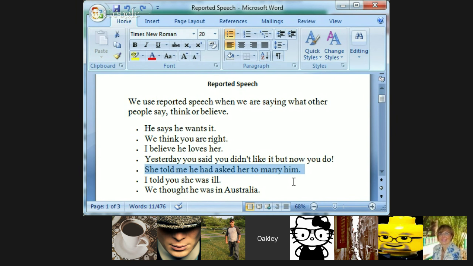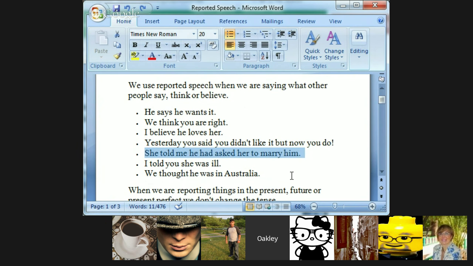Gina, take a look at the next example. She told me he had asked her to marry him. The other person is reporting to me what her partner told her. In the past. Okay, and everything gets moved more to the past here. She told me he had asked her to marry him. Now it gets tricky: what did the person actually say? Gina. That he wanted to marry her.